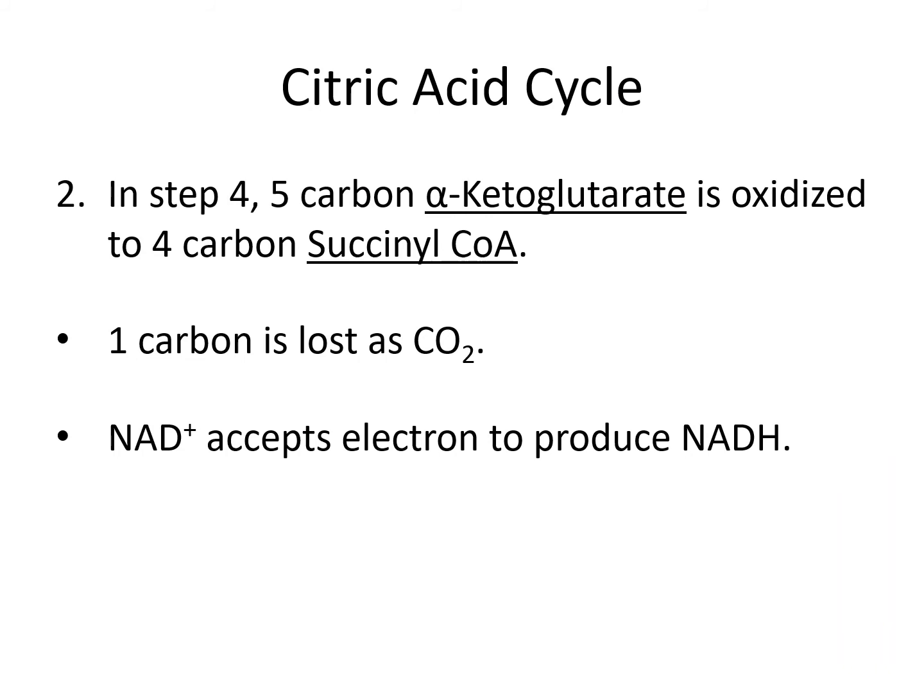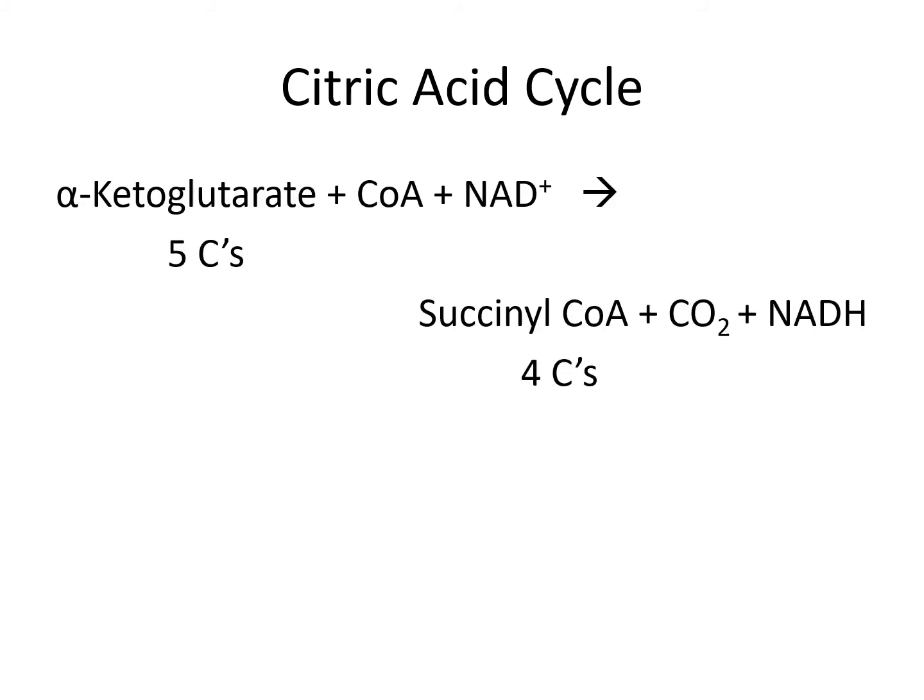In step 4, the 5 carbon alpha-ketoglutarate is then oxidized to a 4 carbon succinyl-CoA. So we have another carbon lost as carbon dioxide. And the NAD now accepts the electron to produce NADH. So here's a summary of this reaction. The 5 carbon alpha-ketoglutarate plus coenzyme A plus NAD yields succinyl-CoA, carbon dioxide, and NADH. Succinyl-CoA is now a 4 carbon molecule. You notice that we're decarboxylating slowly, and the molecules are getting smaller and smaller.